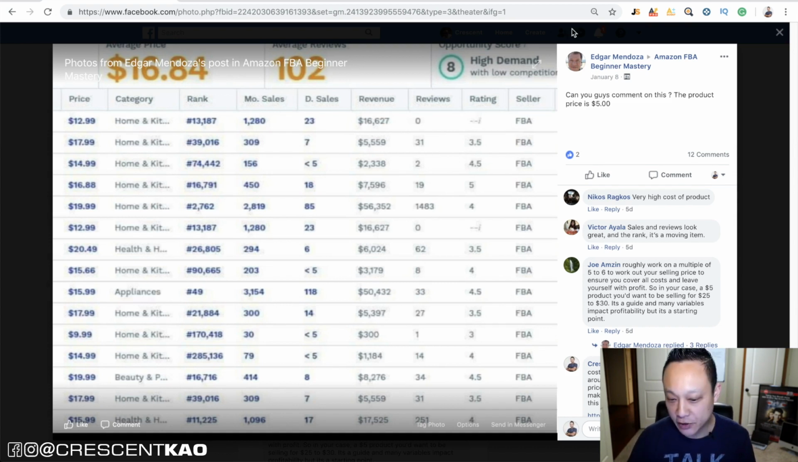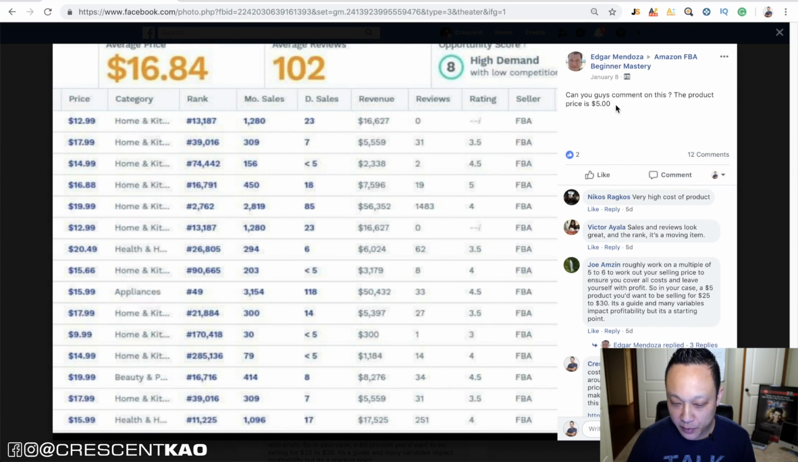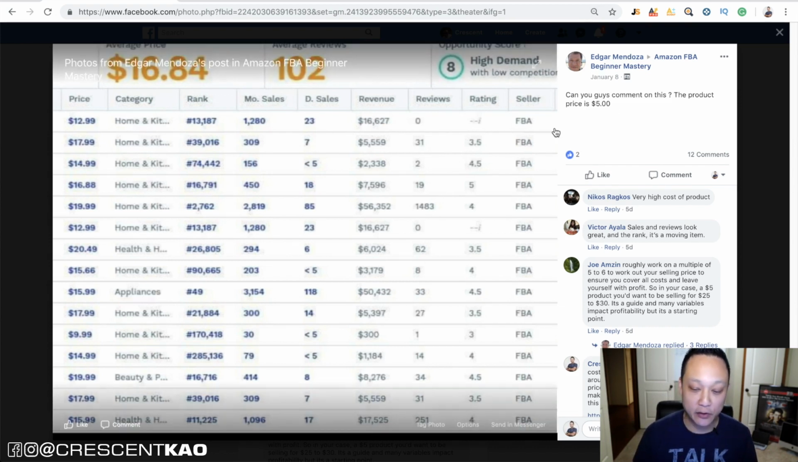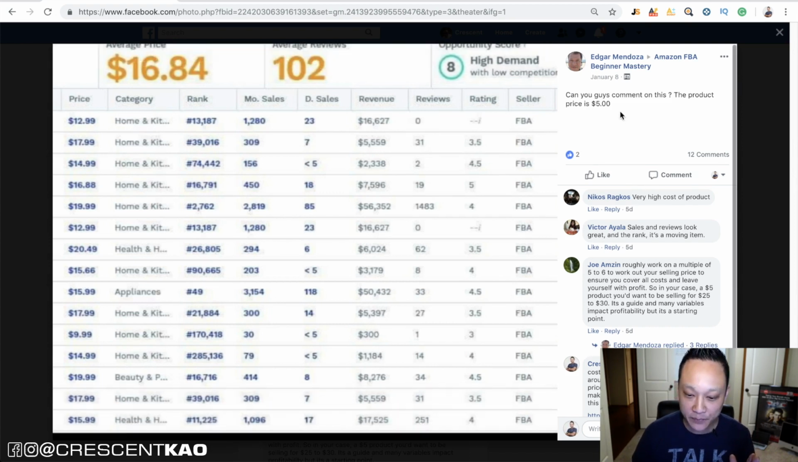But what caught my attention here is Edgar says the product price is $5. Now, I don't know what he means by that. If it's the unit price, then that doesn't include the landed cost, right? The landed cost means including the shipping and duties and stuff like that. So you've got to remember, since this price point is right at the cusp of $15, if the landed cost with the shipping is more than $5, then with the Amazon fees, there's not much money for Edgar to make in profit, okay? So a good way to estimate it is, if the product is $5, it's probably going to cost around $5 per unit to ship it as well.